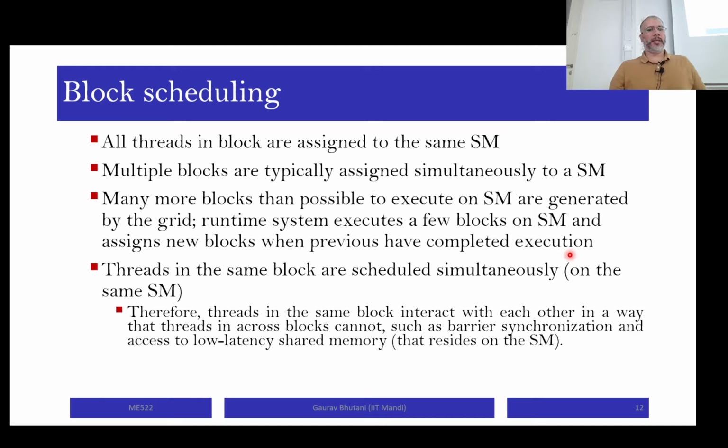Now what happens is, since all the threads in a given block go to the same streaming multiprocessor, the interaction between the threads of a block and the interaction between threads across blocks is different. So for example, if you want to have a barrier synchronization, it's much easier to synchronize the threads in a given block because all these threads in a block are going to the same streaming multiprocessor. Okay. So basically the idea is that the whole block goes to a given SM.